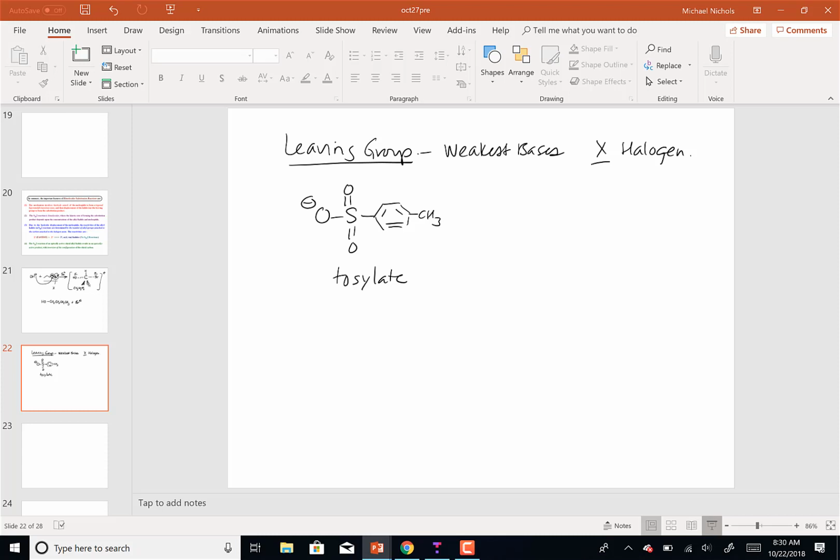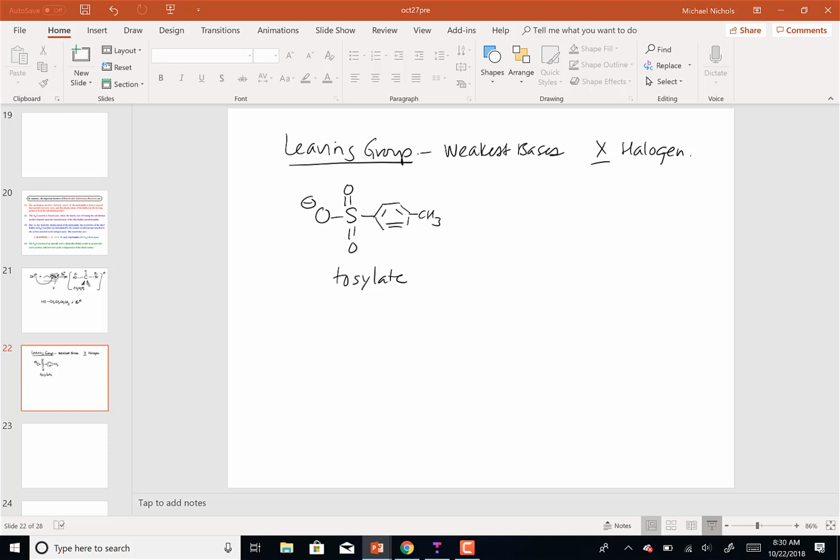We have two ways to pull electron density: induction and resonance. So how is it done here? How do we spread the negative charge out over the oxygens? By doing what? By being able to write resonance structures. So we can write resonance structures which will spread out the negative charge.